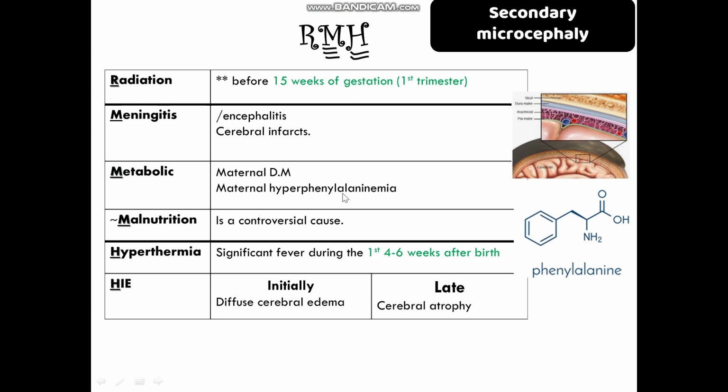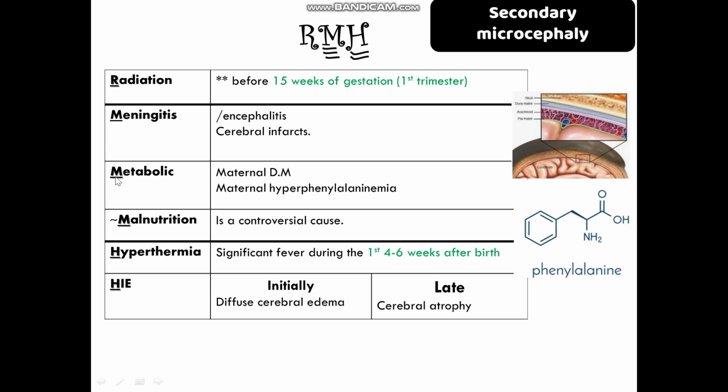Last but not least, we come to the miscellaneous causes of secondary microcephaly, which can be abbreviated in three main letters, which are R, M, and H. The M is repeated 3 times and the H is repeated twice. Radiation can cause secondary microcephaly, especially before 15 weeks of gestation, which is in the first trimester. As for meningitis, as well as encephalitis and cerebral infarcts, they can be a cause of secondary microcephaly.